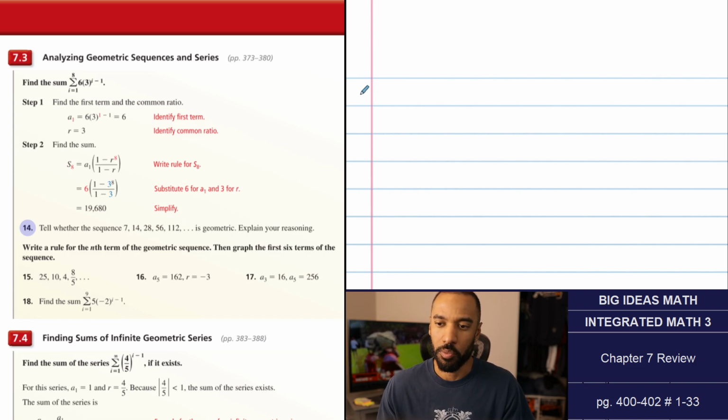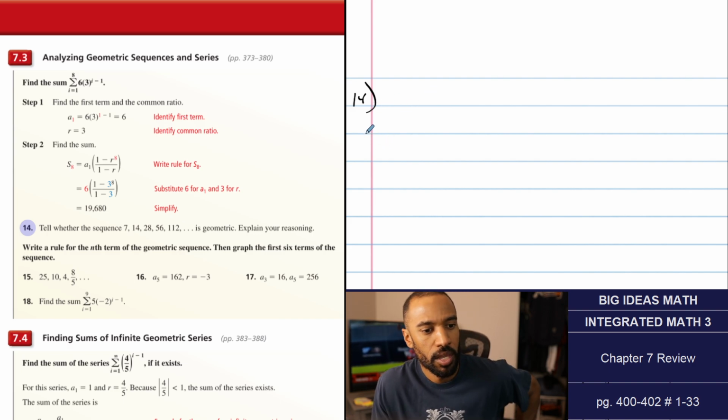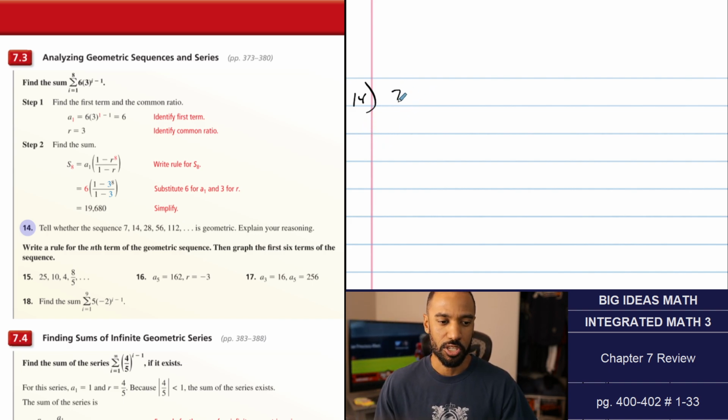Let's go ahead and get started with our problems. Let's go to number 14. Tell whether the sequence here is geometric and explain your reasoning. Now, it's not arithmetic.